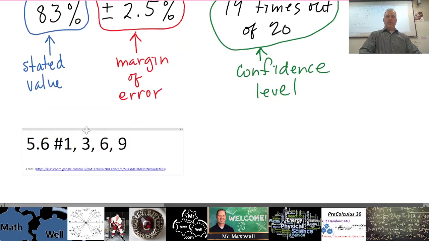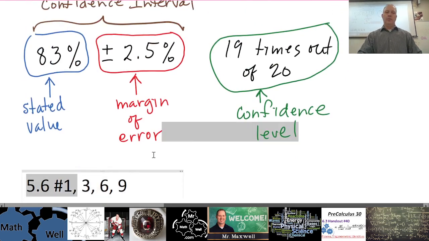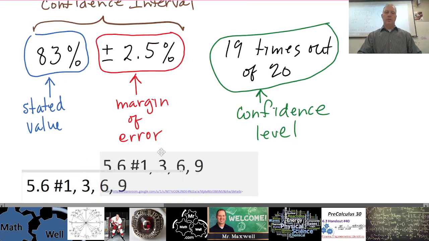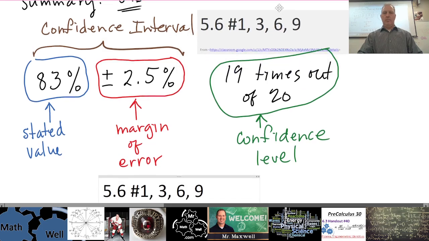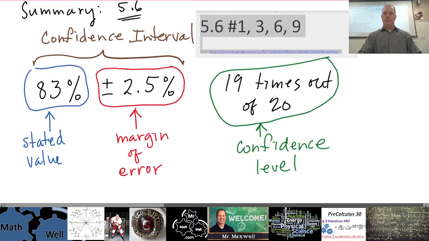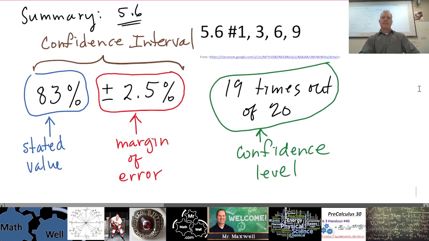All right, here's your assignment, 5.61369. You're welcome. I did your first question with you already for you. You guys are so spoiled. Here, I'll put it up here. Okay, so write this assignment down and get started, please.